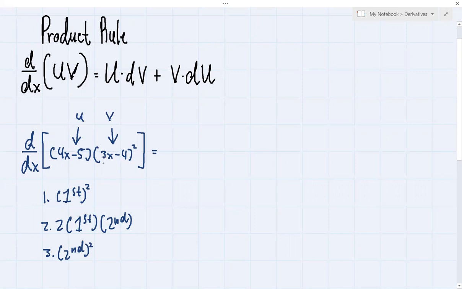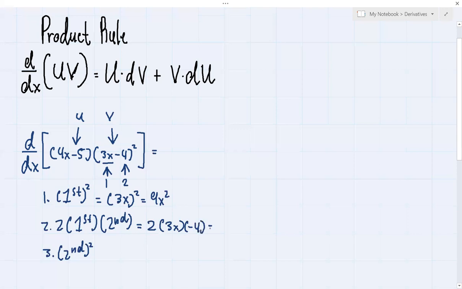O, di ba? So, si 3x, siya si first. Okay, si first term. Si negative 4, siya si second term. So, i-square mo si first term. So, basically, square mo si 3x. So, anong square ng 3x? This is 9x squared. Next, 2 times the first term times the second term. So, magiging 2 times the first term, si 3x, times the second term, which is si negative 4. So, 2 times 3x is 6x. Times negative 4, magiging negative 24x. Okay?